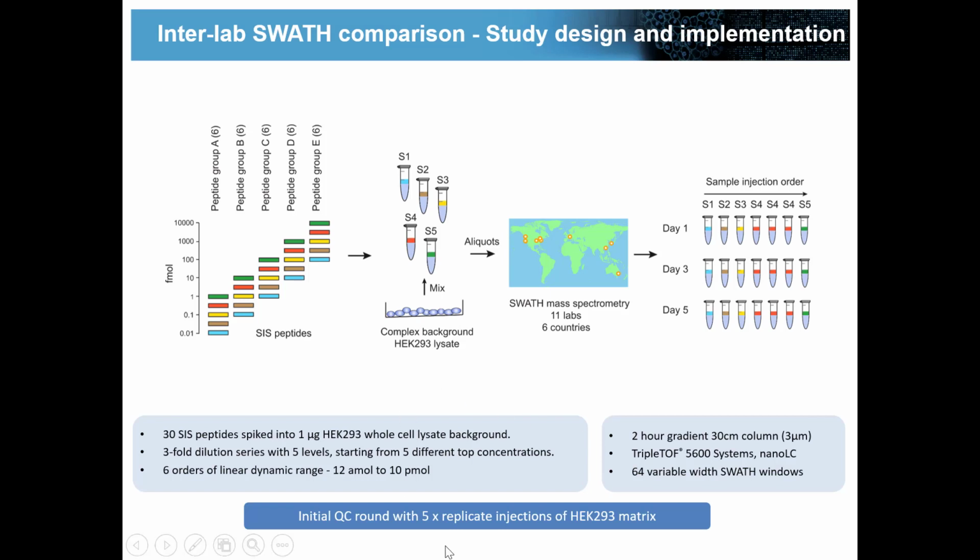I should also mention, to remind myself, that we did have an initial QC round where we sent out just the HEK293 sample, and we asked people to do a few injections of this in order to check the performance of the machine and troubleshoot whether there was anything wrong with the machine or not.